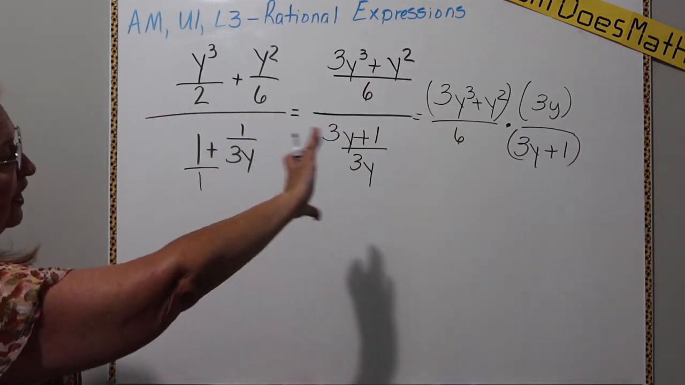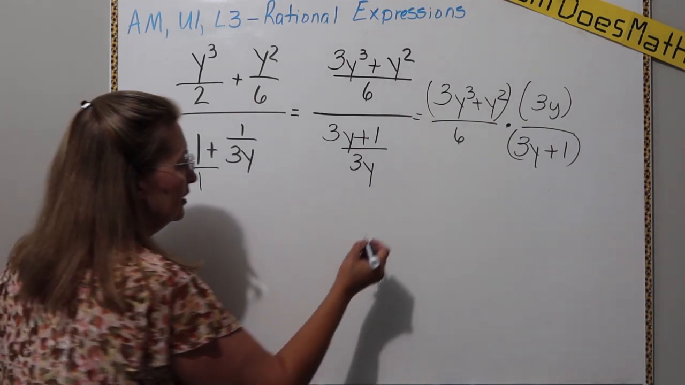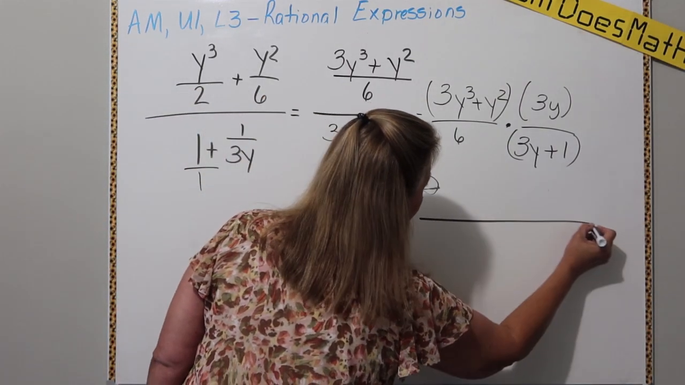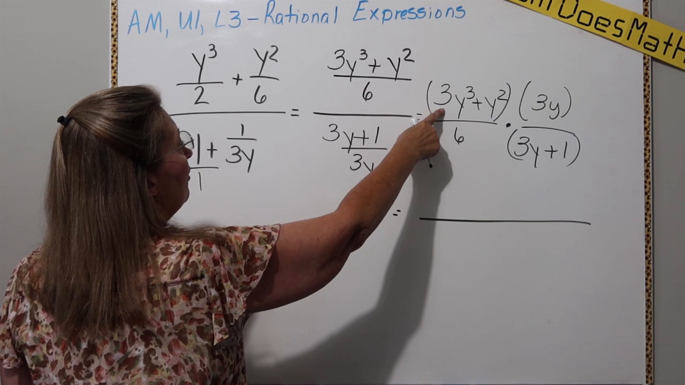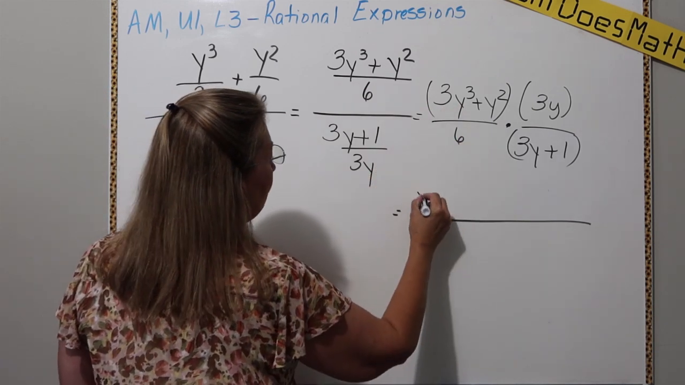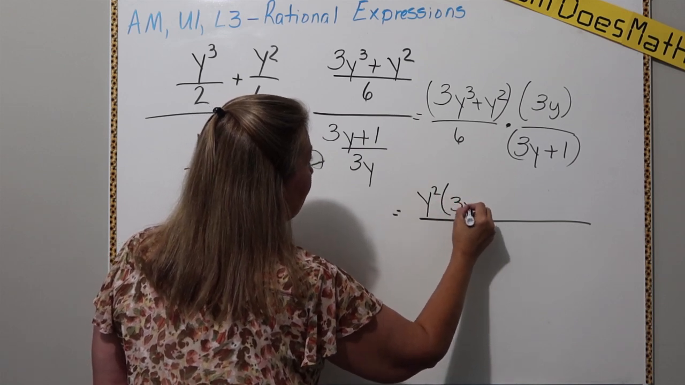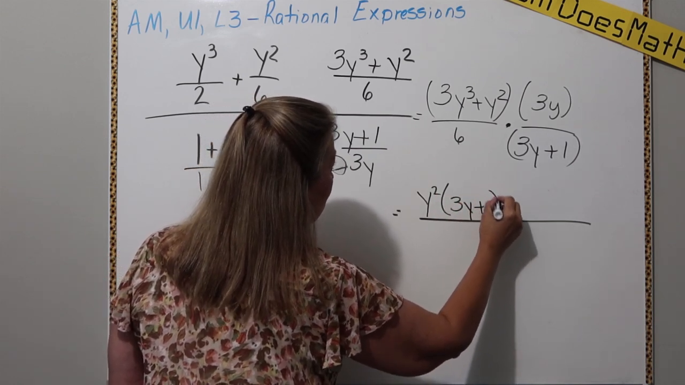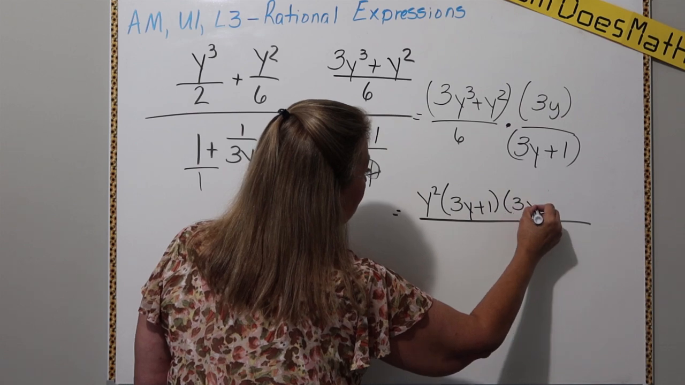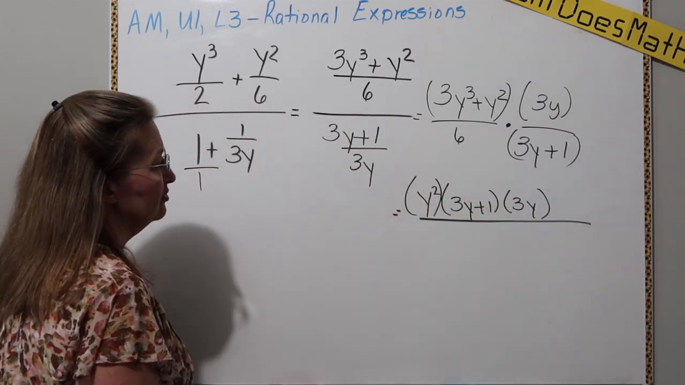Okay? Now we have everything multiplied together, so we need to factor if possible. Let's come down here. Now, is there a common factor between this? Yes, there is. Y squared will go into both of those terms. So when I factor that out, I get 3y plus 1, and that is multiplied by the 3y. See, all of these are factors now.